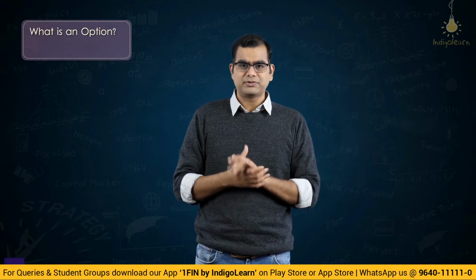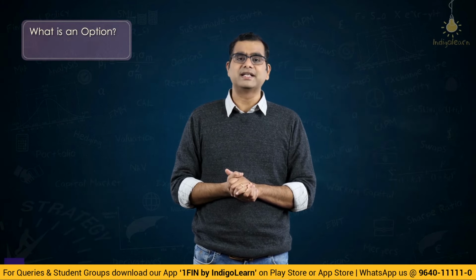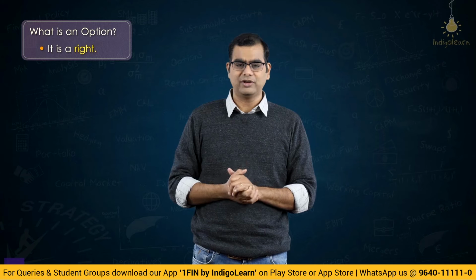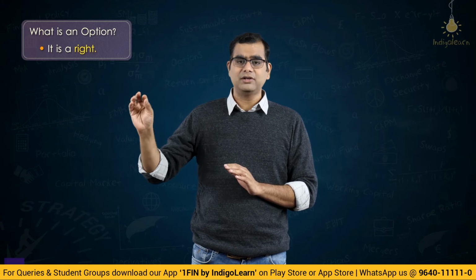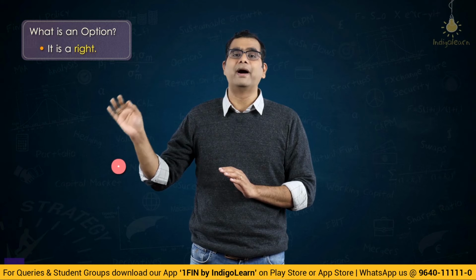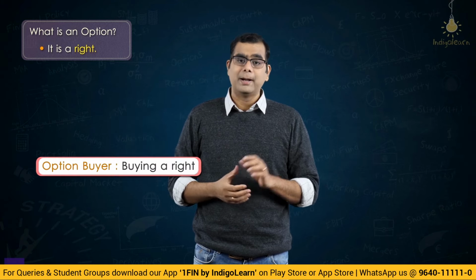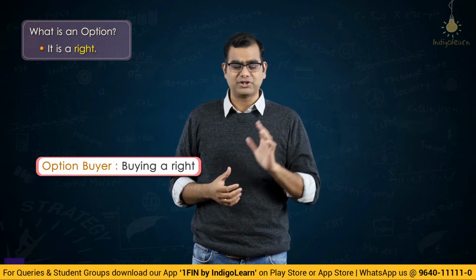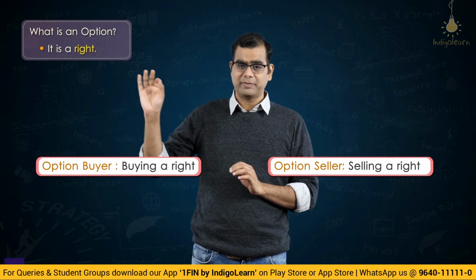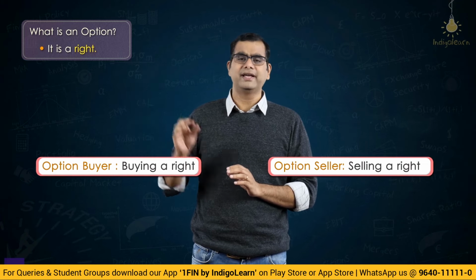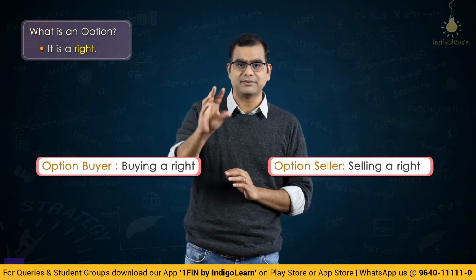What exactly is an option? An option is basically a right. That is what we discussed. The person who is buying an option is buying a right. The person who is selling an option is selling a right. A person who is buying an option is buying a right to do what? Buying a right to buy something.